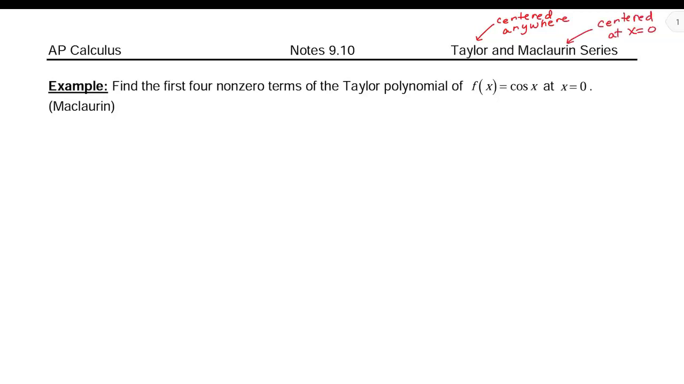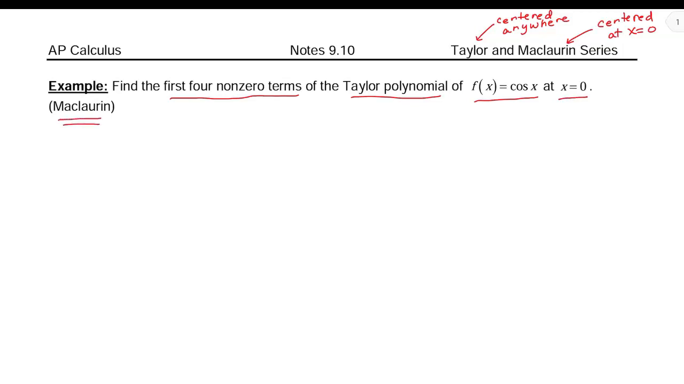Maclaurin series are specifically centered at x equals 0. So someone could say to you, find the Maclaurin series for a certain function, and implicit in that statement is that you center it at x equals 0. We're going to start practicing finding Taylor series with a Maclaurin. So our first example is to find the first 4 non-zero terms of a Taylor polynomial for the function cosine x. And when we say at x equals 0, that means we want a Maclaurin series.